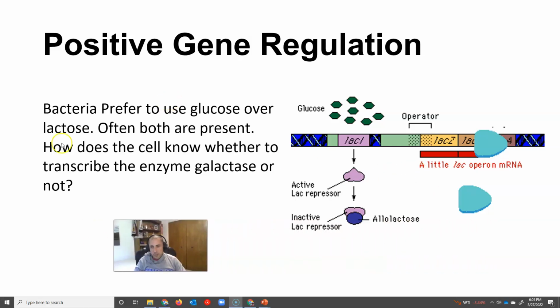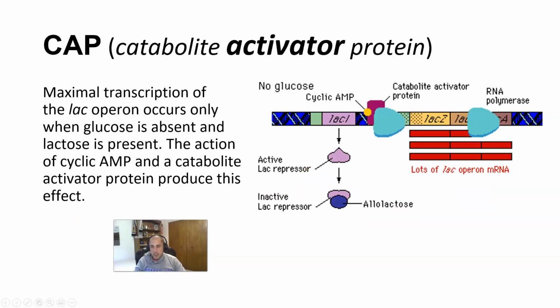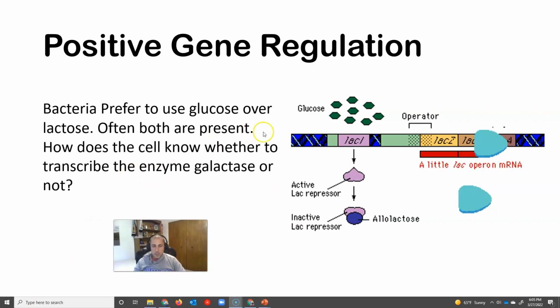Positive gene regulation. Bacteria prefer to use glucose over lactose. Often both are present. How does the cell know whether to transcribe the enzyme galactase or not? So I've got a lot of glucose here, and I need galactase to deal with that glucose. Let's take a look at the animation. It's not working, so I'll go ahead and pause this, and we'll see it. It's like we said, sometimes we need to break down a molecule so we can get glucose. If we have a lot of glucose, we don't need to break that down. We don't need the galactase.